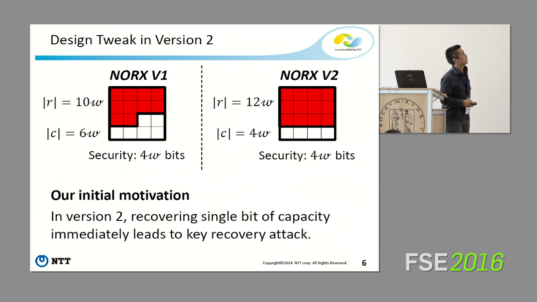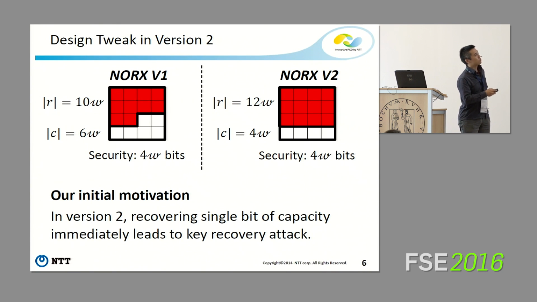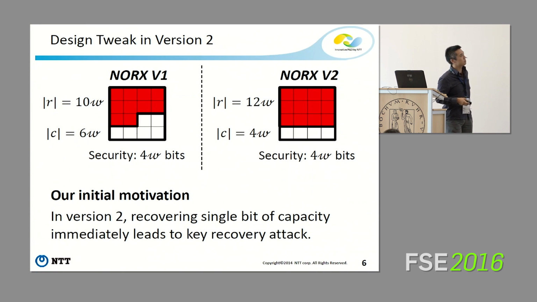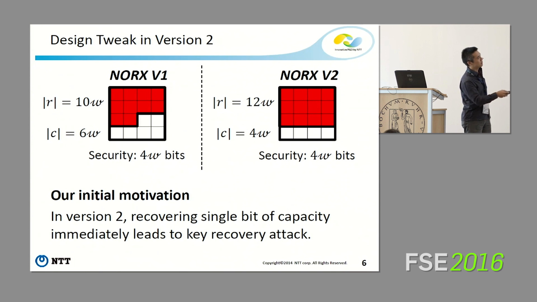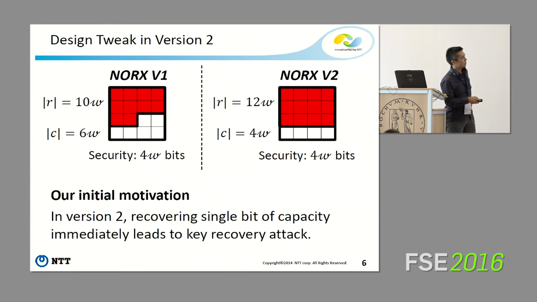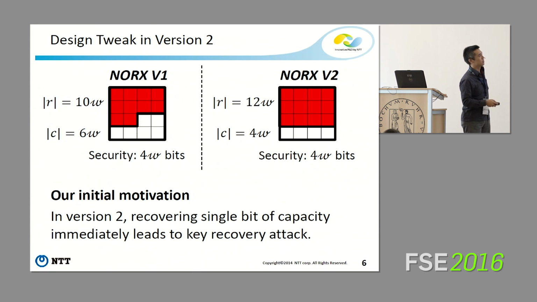Okay, so the last thing I want to say about the design is the design tweak in version 2. In the previous version, the rate is 10 words and the capacity is 6 words. Then in NORX version 2, the design is a bit more aggressive, and the rate is 12 words and the capacity is 4 words. And we observed that now the capacity size and the security size are the same. So that means if you recover just a single bit of capacity, then you immediately get a key recovery attack. So actually, our goal in this talk is recovering some bits in the capacity.